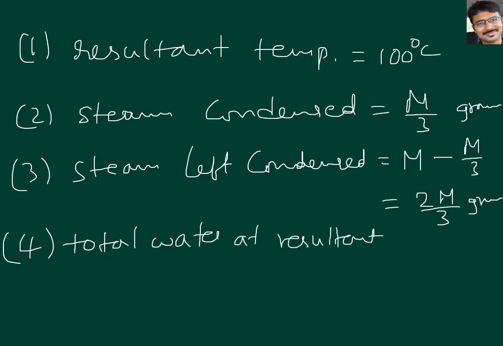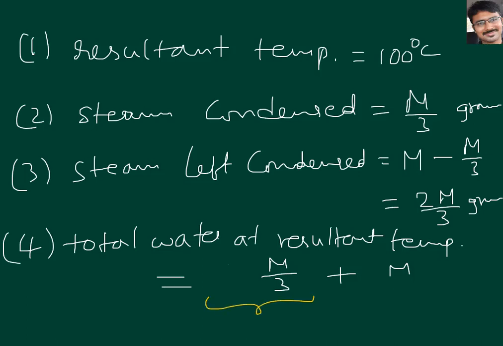So what does the total water at resultant temperature mean? Here m by 3 grams of steam is condensed to water, and one more is m. What is m here? Yes, m is the ice converted to water. Here two things are there. You have to observe very carefully.